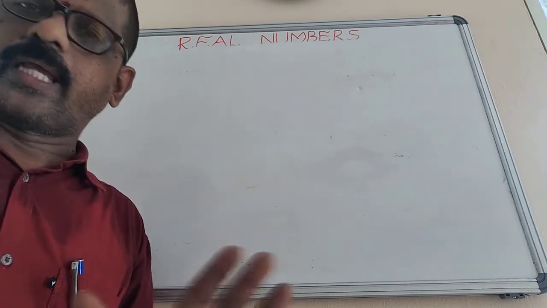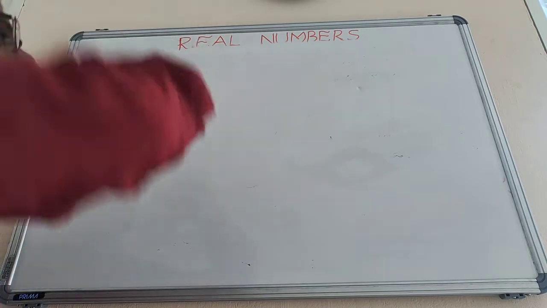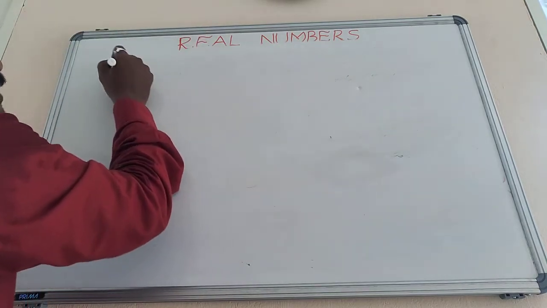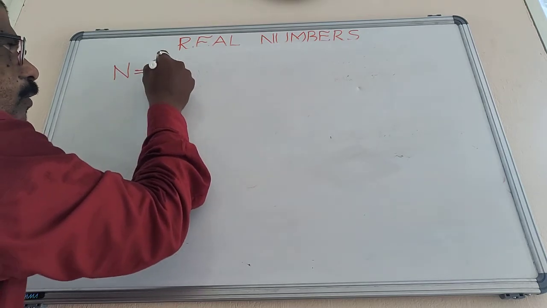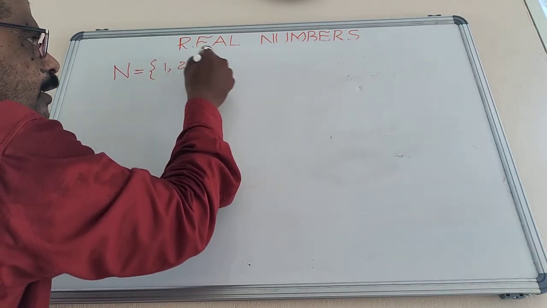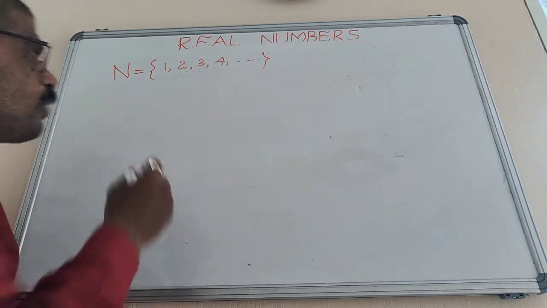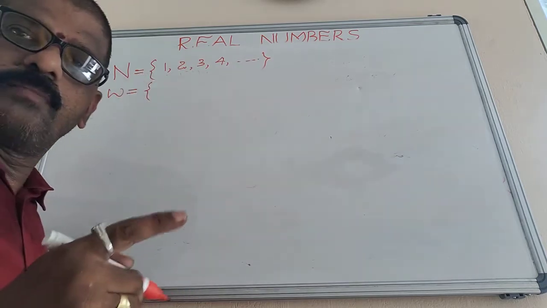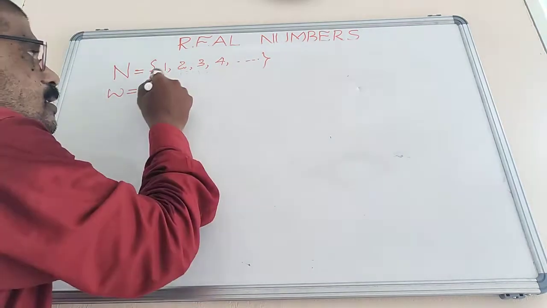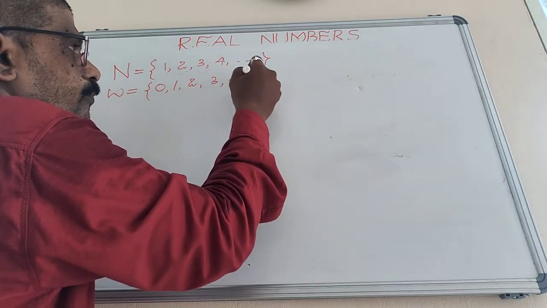We recall once again. We know that, the first one, bottom to top: natural numbers, the set of natural numbers, 1, 2, 3, 4, and so on. Clear? The next one, whole numbers. The set of whole numbers can be written as 0, 1, 2, 3, 4, and so on.